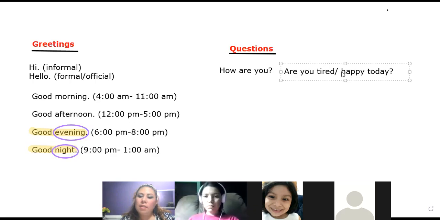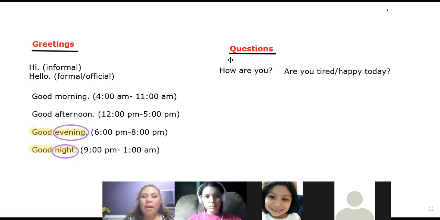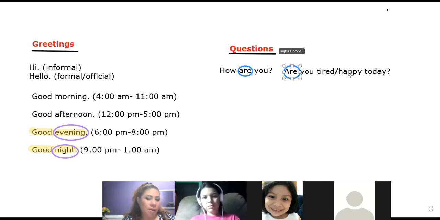Now, if you notice these questions, are you happy today? We are asking the question by using the verb to be. So we say, how are you? We're using the verb to be. How are you? Are you tired? So when we use the verb to be, there are two possibilities. We can either start with the verb to be, like, are you tired?